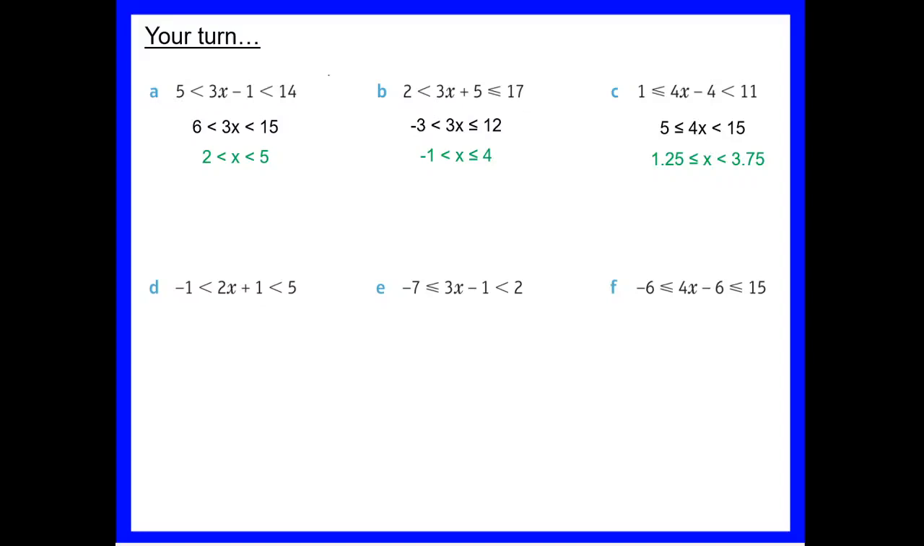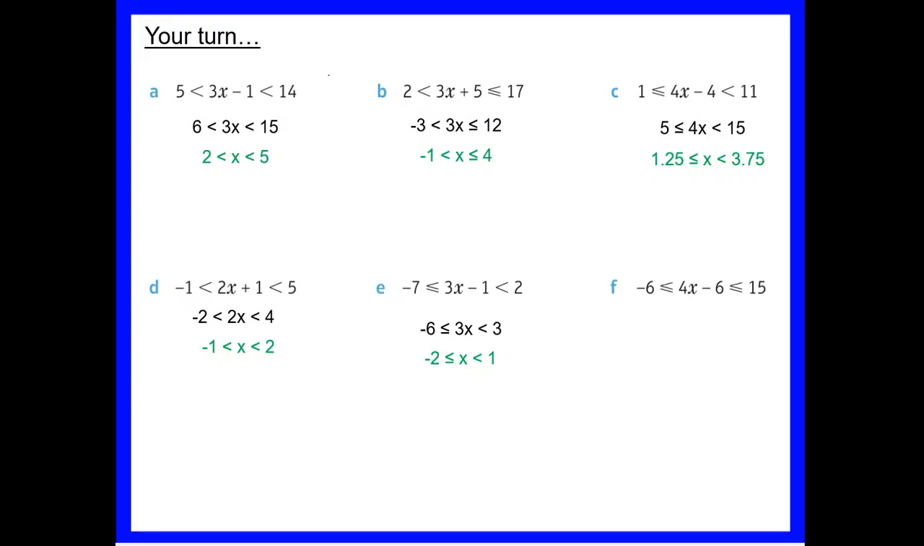Our next one then, we're going to subtract 1 from all parts, giving us minus 2 is less than 2x, which is less than 4, and divide everything by 2. So minus 1 is less than x, which is less than 2. The next one, we're going to add 1 first of all. So remember, minus 7 plus 1 is getting warmer, so that's minus 6 is less than or equal to 3x, which is less than 3. And then we're going to divide by 3. So we get minus 2 is less than or equal to x, which is less than 1.